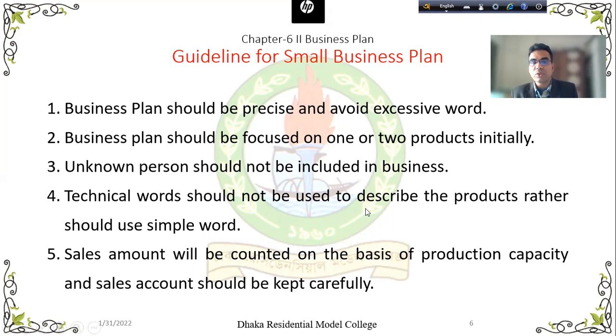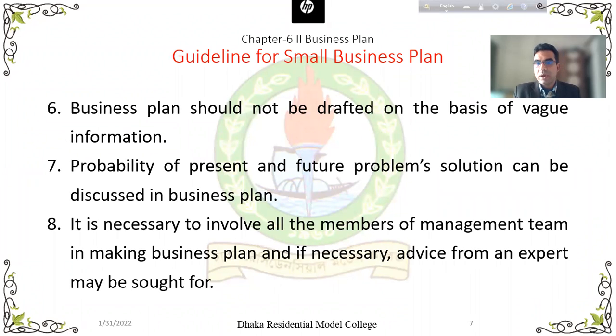Sales amount will be counted on the basis of production capacity, and sales account should be kept carefully. এবং বিক্রয়ের পরিমাণ কত হলো এটি খুব কেয়ারফুলি কাউন্ট করে রাখতে হবে। Business plan should not be drafted on the basis of vague information. ভুল তথ্যের উপর, আনুমানিক তথ্যের উপর কোনো বিজনেস প্ল্যান তৈরি করা উচিত নয়। Probability of business and future problems solution can be discussed in business plan. Future problems and their solutions can be discussed in your business plan.